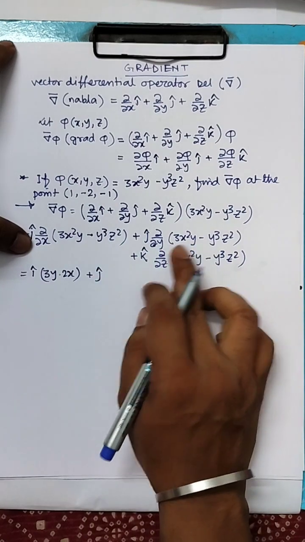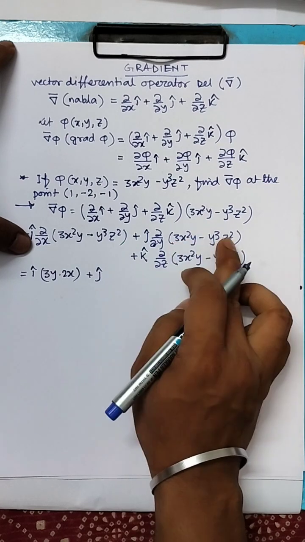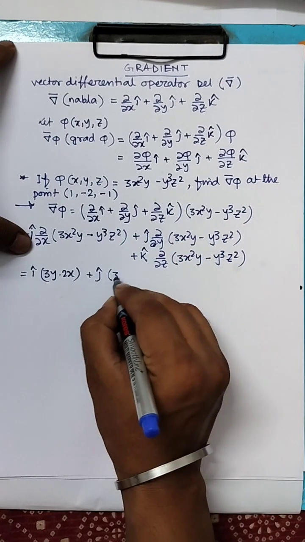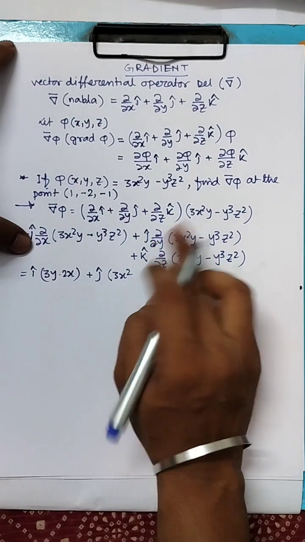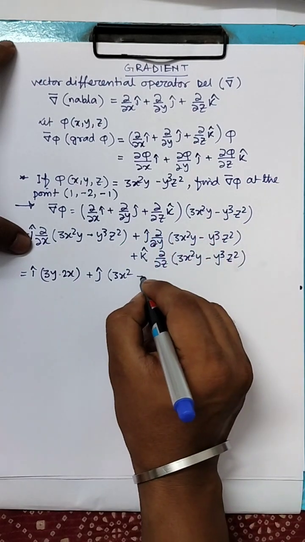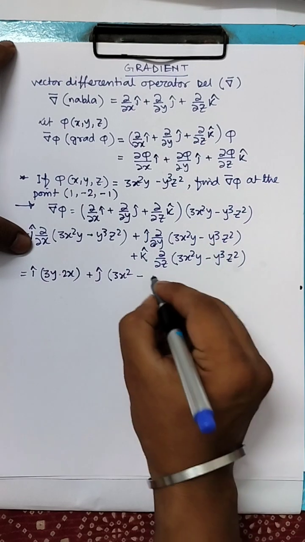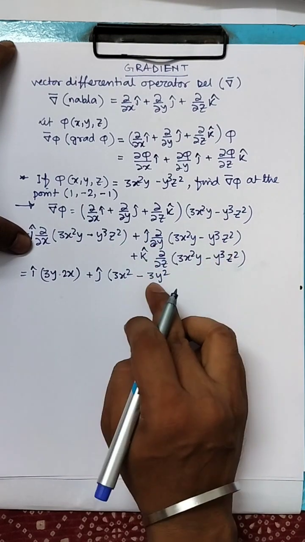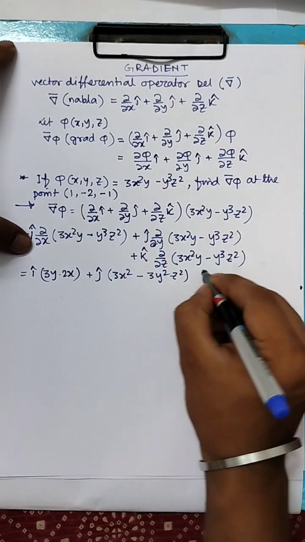Second term, again differentiate this with respect to y. Both terms contain y. If we differentiate the first term with respect to y, 3x² is constant, and dy by dy is equal to 1. Minus, differentiate y³ with respect to y, that is 3y². z² is a constant here.